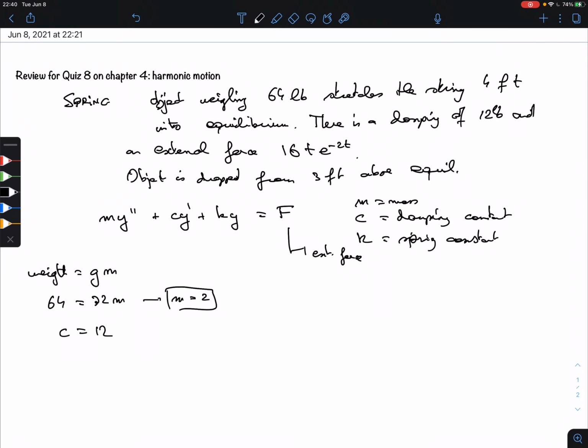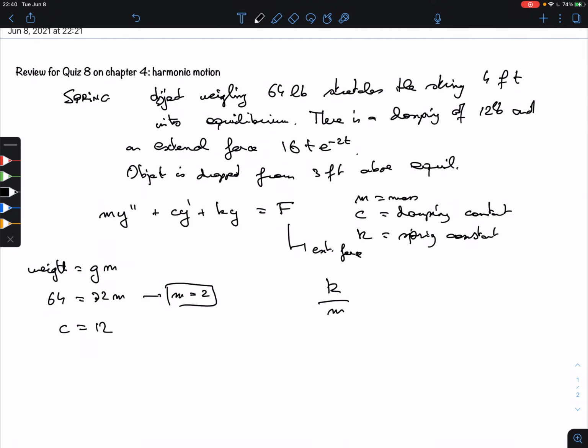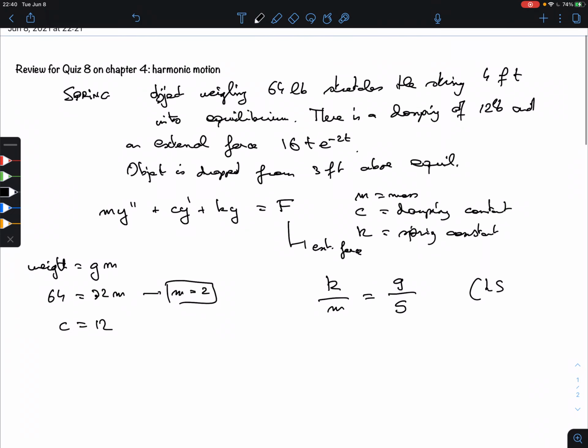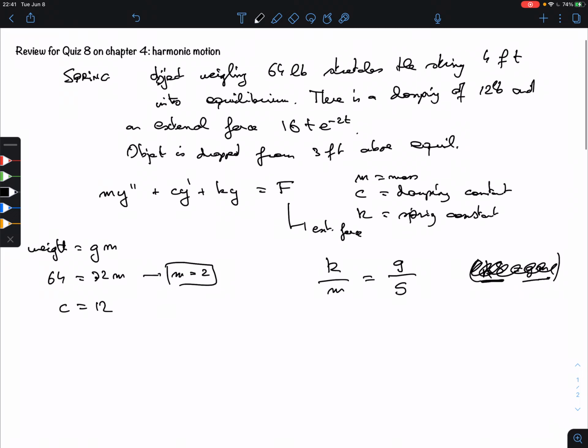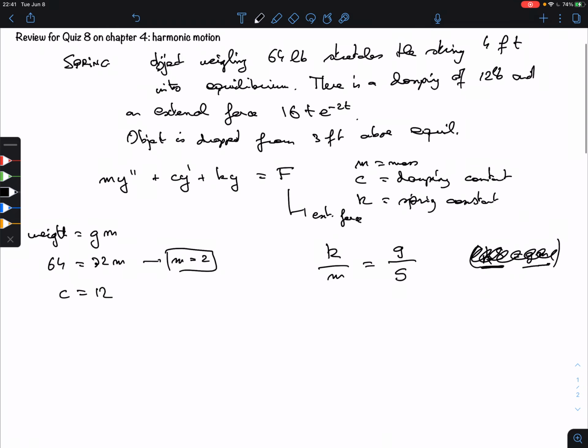What is k? Okay, so for k, we have this extra formula. k over m is equal to g over s. That comes from Hooke's law. This actually comes from the equation which says that this is the equilibrium state. When a spring is in equilibrium, the force because of the spring is equal to the gravity. They cancel each other out, okay? And that is exactly what this equation tells me. Let's not go there anymore. So this is the equality that we have.